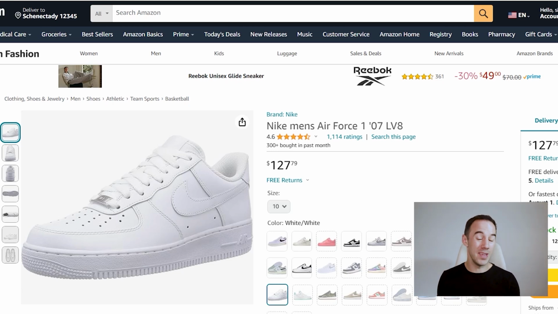The next one I'm going to talk about is called variation listings. This is going to be super helpful if you're selling things like sneakers or other products whereby there are many variations on the listing. What do you need to be looking at when doing your analysis?